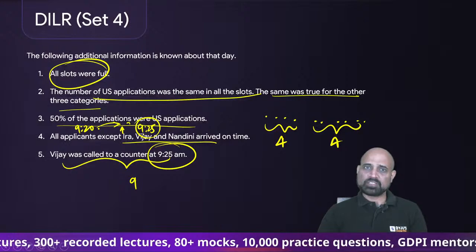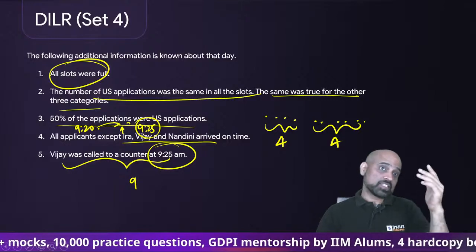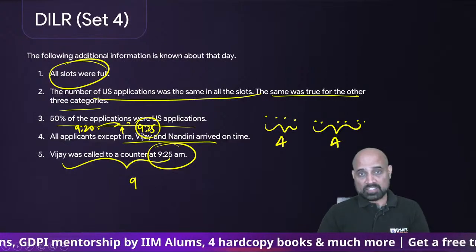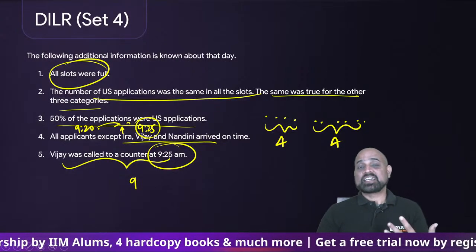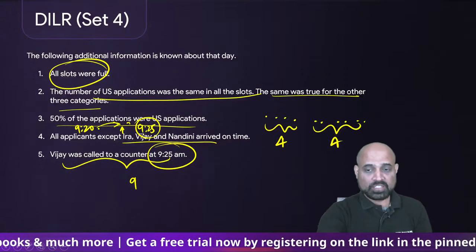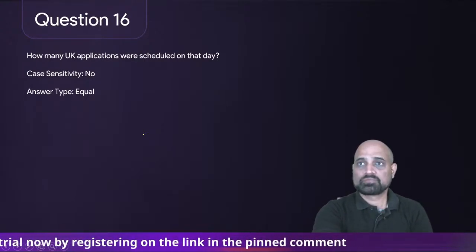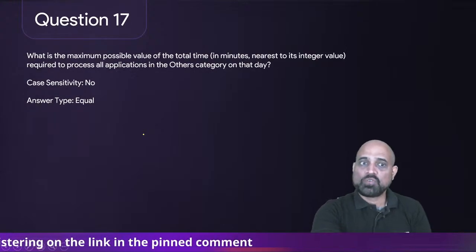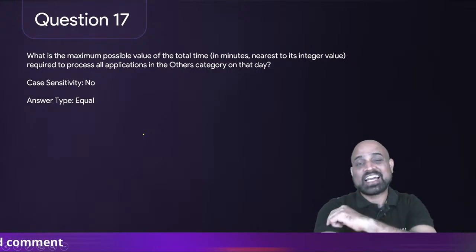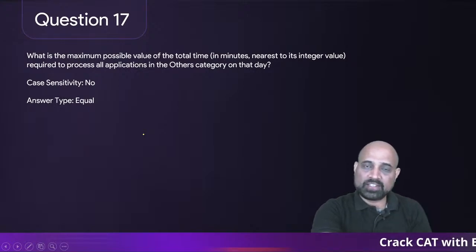They are ambiguous statements. In the initial paragraph, it says something else. In the third paragraph, it says something else. And in the additional information, it contradicts it. So this set is extremely ambiguous, as in no idea what to do with it. Because the question says how many UK applicants were scheduled on that day. So we will not find out anything from here. What is the maximum possible value of total time required to process all applications in the others category on that day? Now about others we do not know what time they take, right?